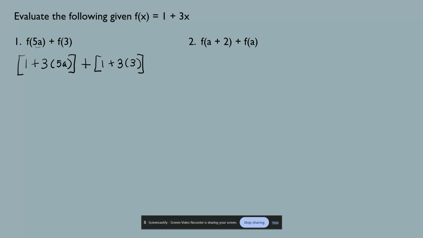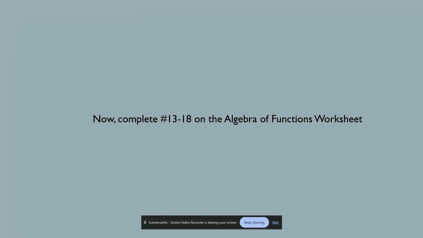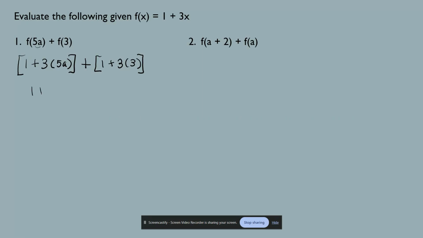So let's calculate it out. So this one here is going to give you 1 plus 15a. And then the f of 3, if you calculate that one out, you end up getting 1 plus 9, which ends up giving you 10. Then I'm going to combine my like terms, so you will see my constants. I'm just going to combine them all. So your final answer should be 15a plus 11.